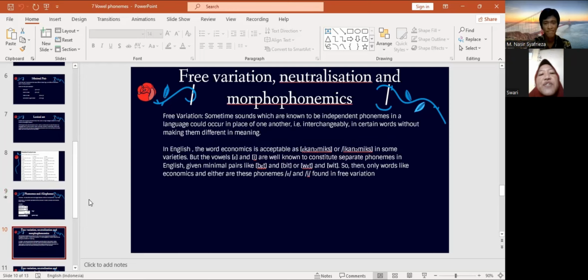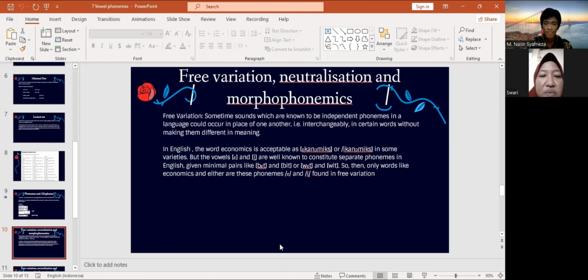There are three varieties of allophones. They are called free variation, neutralization, and morphophonemics. Free variation is when sounds which are known to be independent phonemes in a language occur in place of one another, interchangeably, in certain words without making them different in meaning.